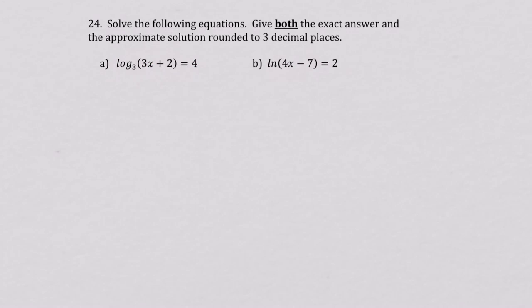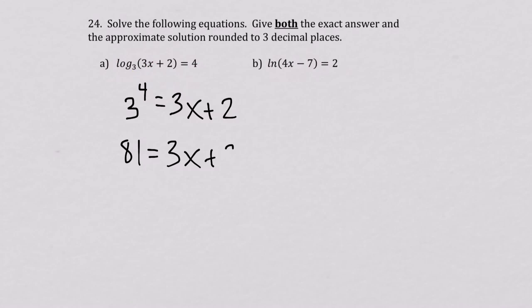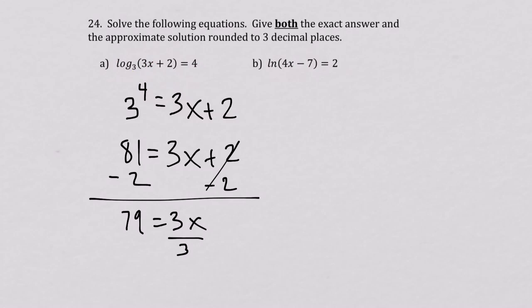Watch. For this first one, the base of this logarithm is 3. So what I'm going to do is set base 3 to the power of 4, remember how it works when you're switching from logarithmic to exponential, equals 3x plus 2. And 3 to the power of 4 is just 81 equals 3x plus 2. Then you subtract 2, and 81 minus 2 is 79 equals 3x. And then you divide by 3, and then you're done. X equals 79 over 3.